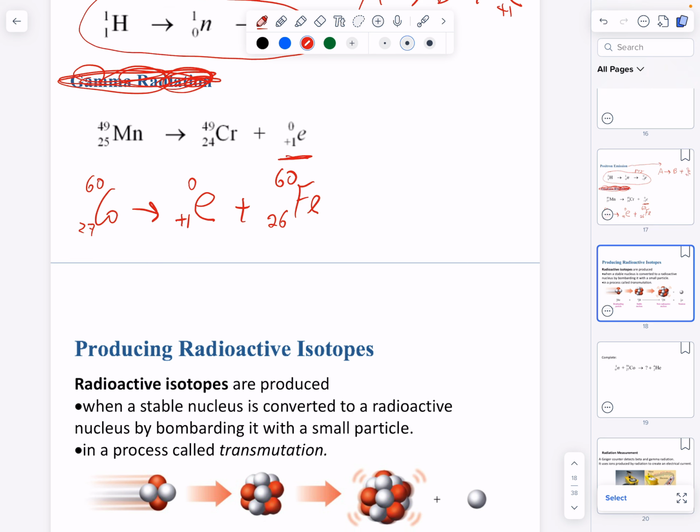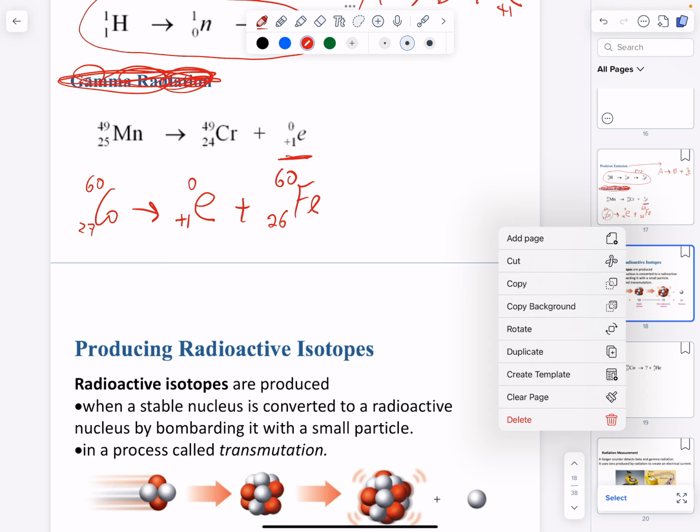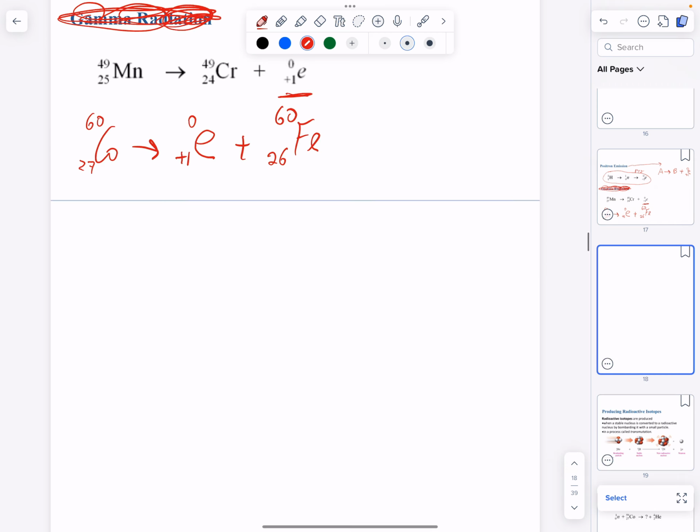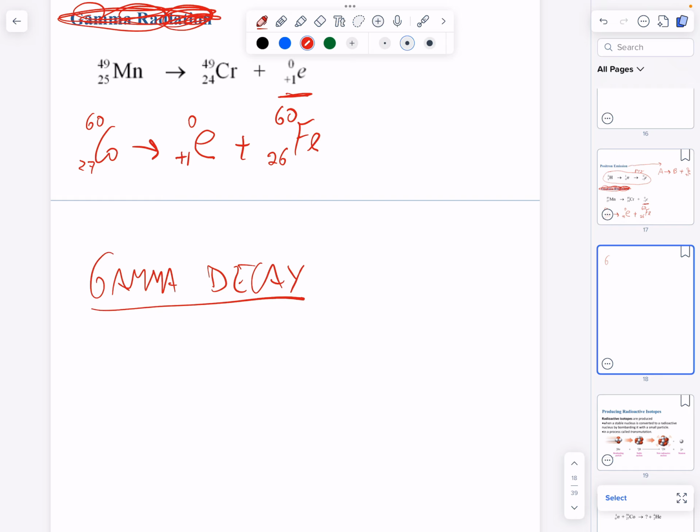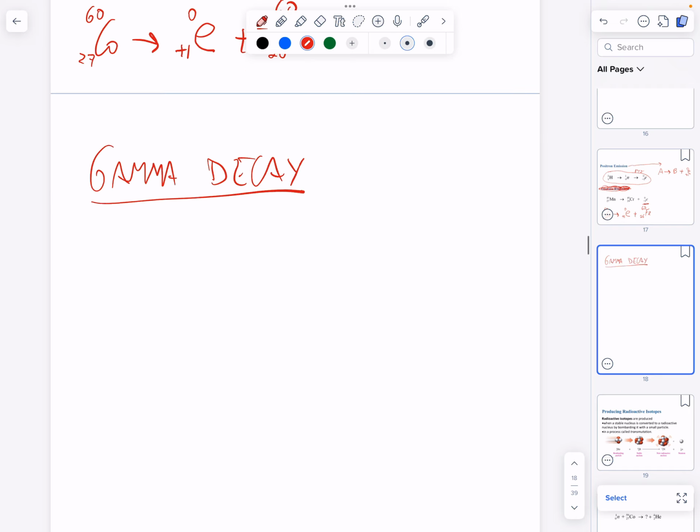The same way, let me add a page here. This is what we erased. There is also the gamma decay or gamma emission. That means that one compound is going to decompose into the same compound and emit a lot of energy as gamma rays.